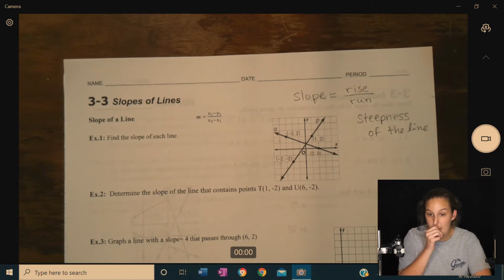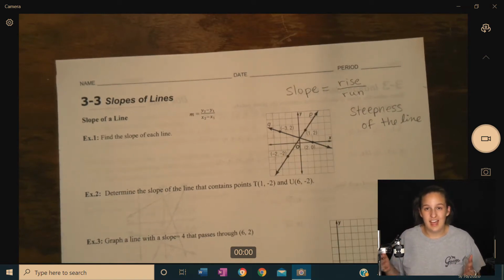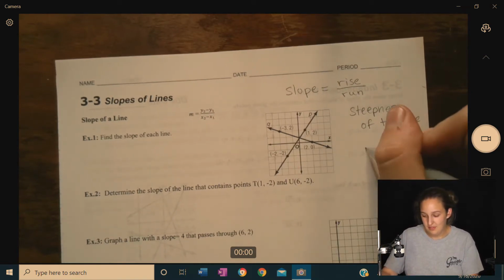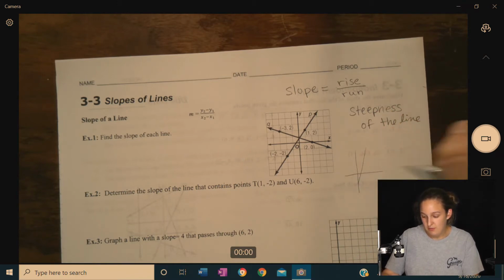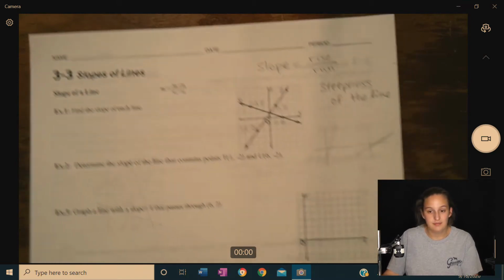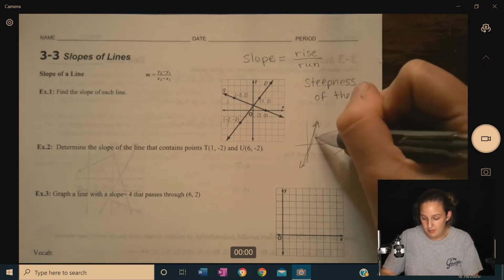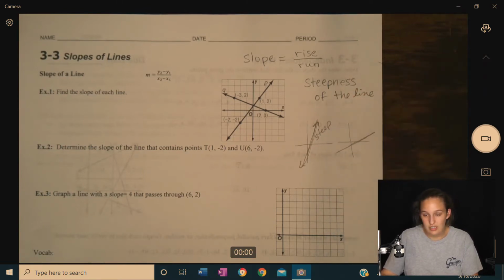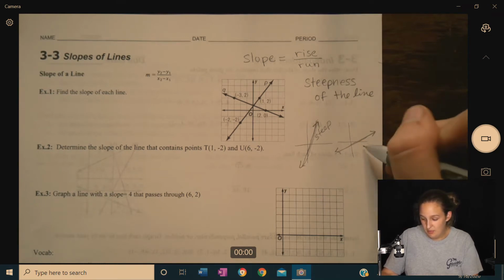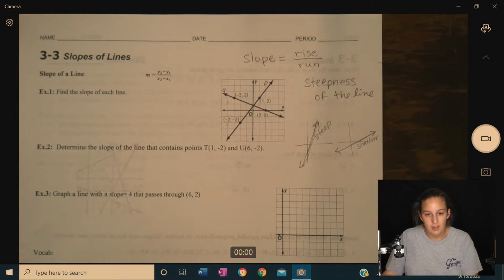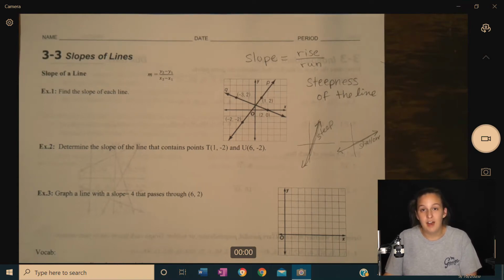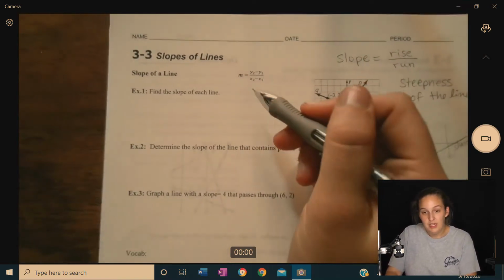So something with a large slope is going to have a steep line like this, versus something that had a small slope would have a less steep line. So this line would be very steep, hard to climb up. This one would be more of a shallow line.